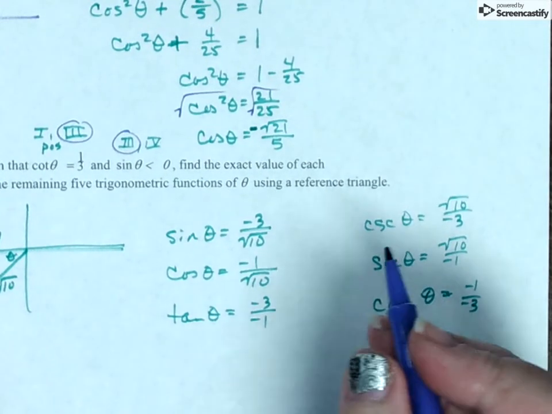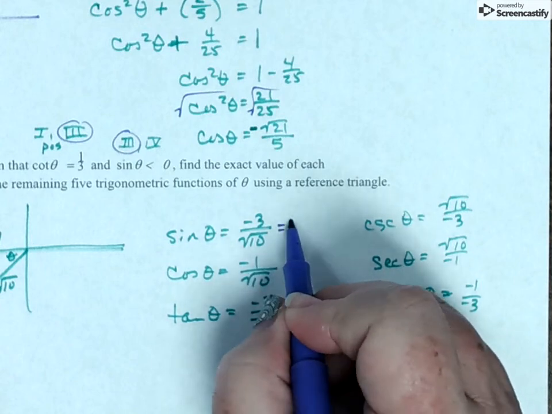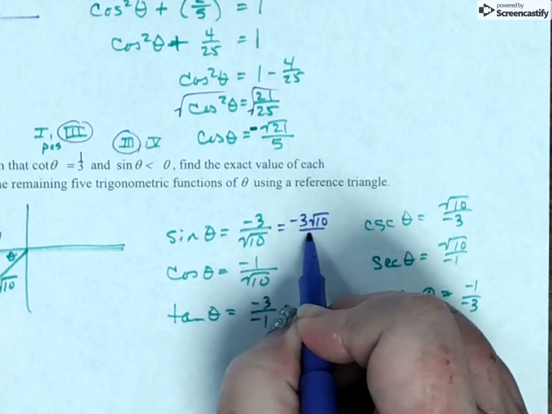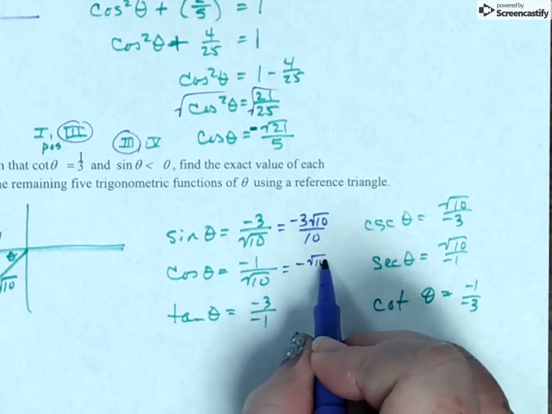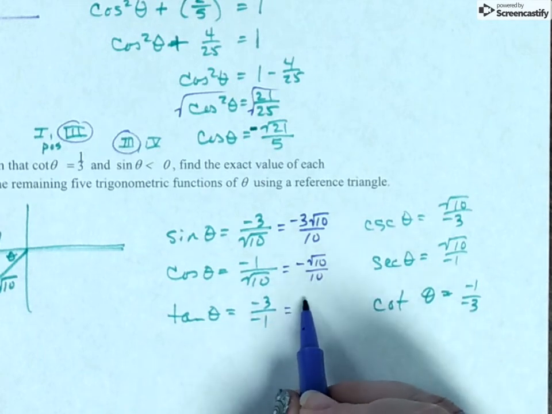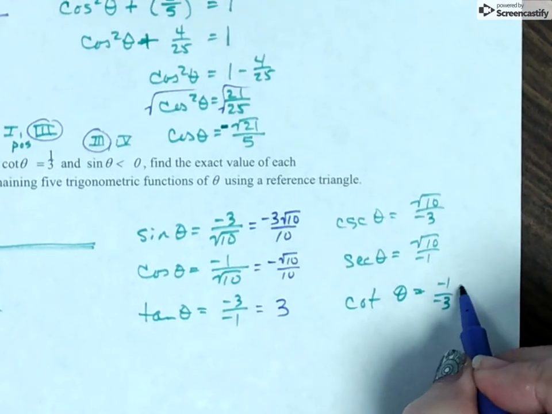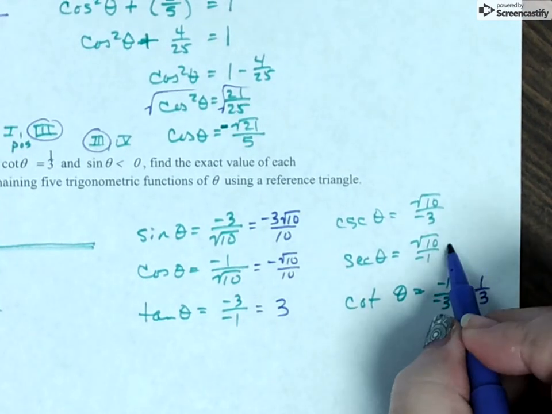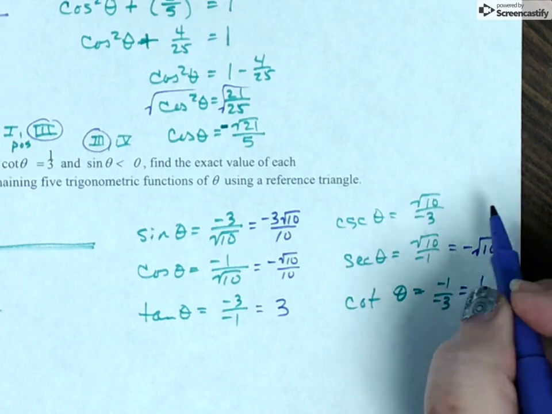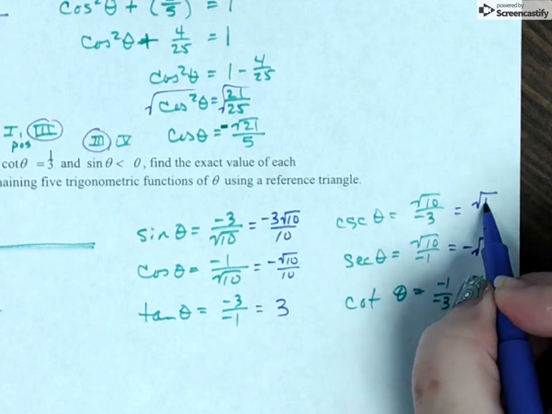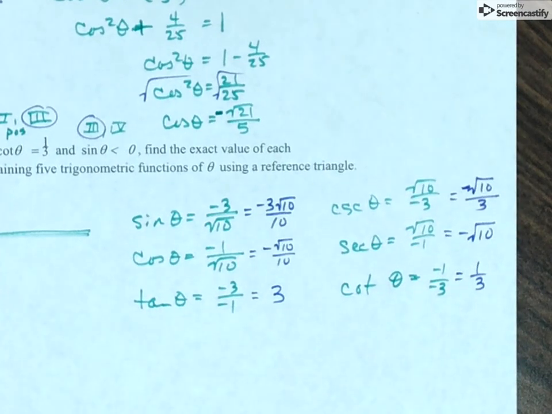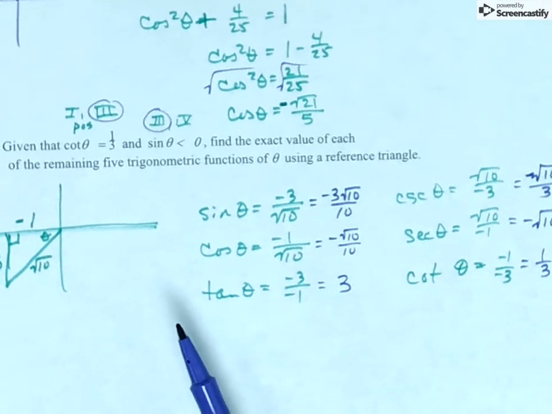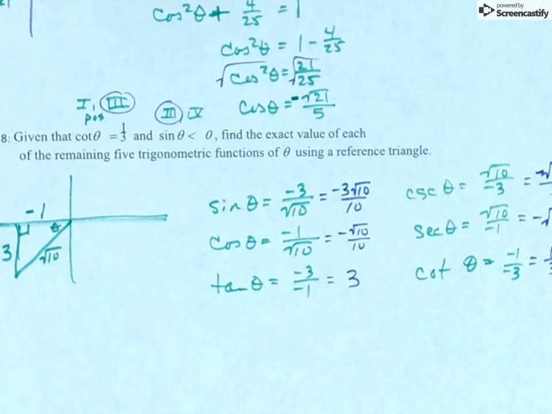Now we are still going to need to simplify these. This will come out to -3 root 10 over 10. This is going to come out to negative root 10 over 10. This will be positive 3. This will be positive 1/3, negative root 10, and negative root 10 over 3. And we have found all trig functions from the reference triangle right there.